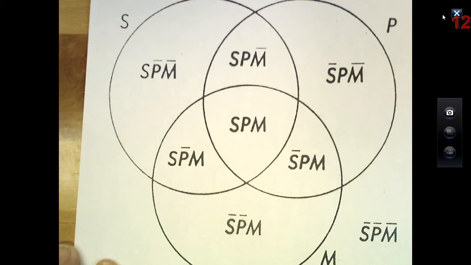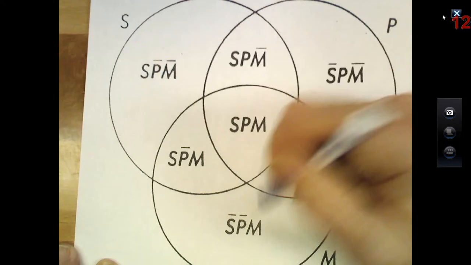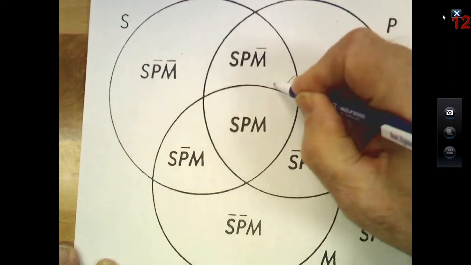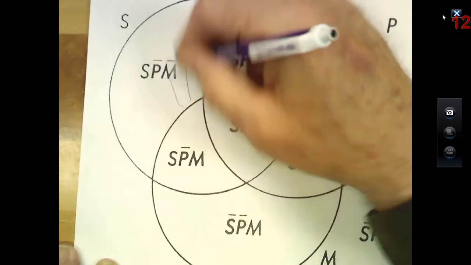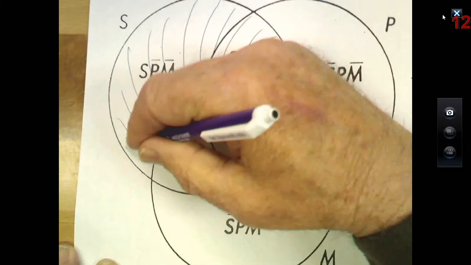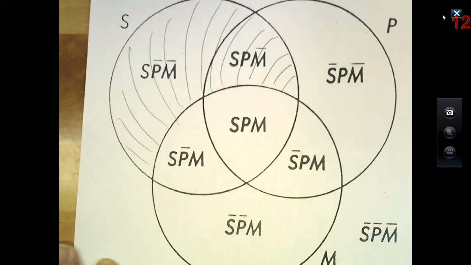Okay, so we need to turn this into a Venn diagram. Tell me the first major premise. I want the whole proposition. All men are benevolent. So here's men and here's benevolent. All men are benevolent, so I shade in everything that's in S that's not in M. Now tell me about my predicate term.